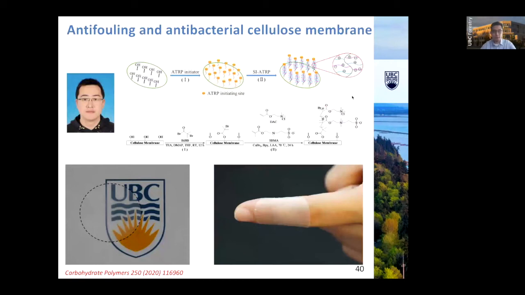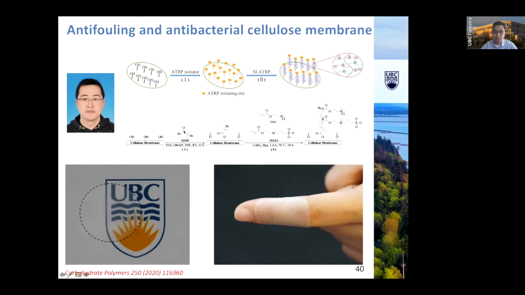So this example I want to discuss is about anti-fouling and antibacterial cellulose membrane. This was done by Dr. Chen, who was a postdoc here. So basically we are just doing the ATRP reaction onto the surface of cellulose membrane.